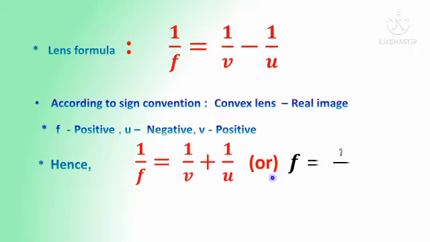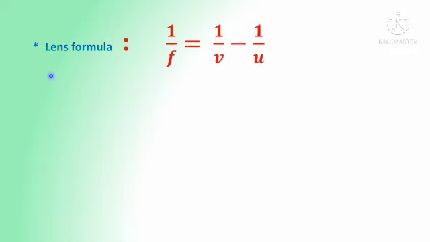Hence 1 by f equal to 1 by v plus 1 by u, or f equal to uv by u plus v. Lens formula: 1 by f equal to 1 by v minus 1 by u. Listen carefully, that is very important for your problems. What is that lens formula? 1 by f, focal length of the lens, equal to differences in between image formation to object formation.